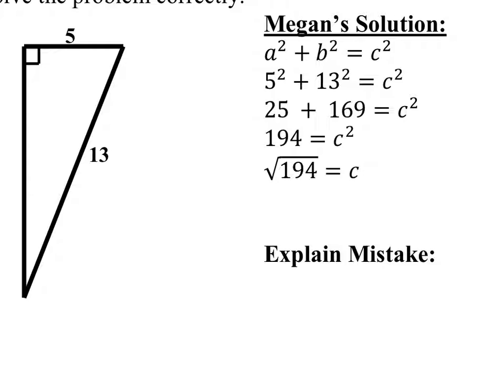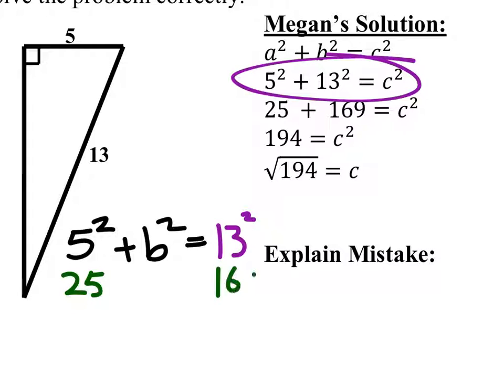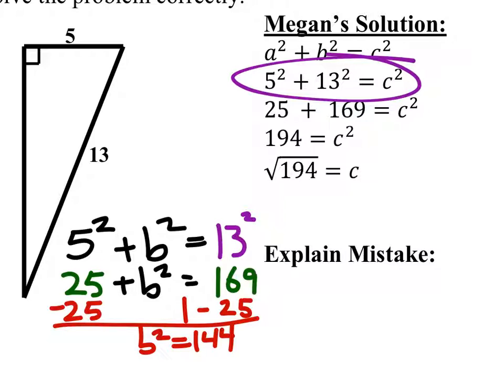Alright, the 13 is the hypotenuse, not the leg. So right there, they made a mistake. So if we were to correct these, we'd have 5 squared plus b squared equals 13 squared. So that's 25 and there's 169. And then subtracting 25 from both sides, b squared is 144. And to solve it, we'll just square root both sides. And we find that b is 12.